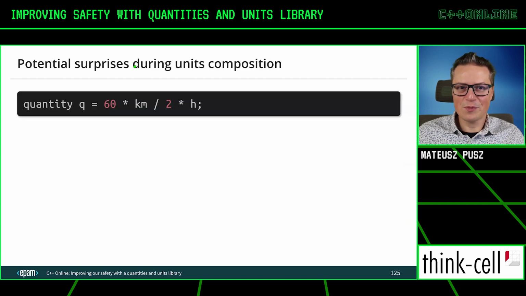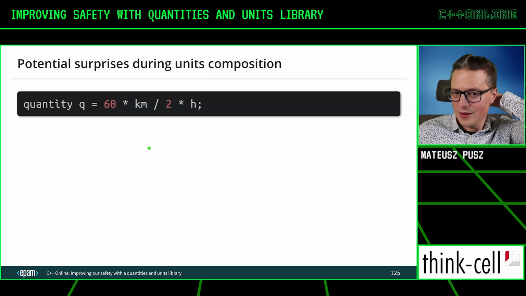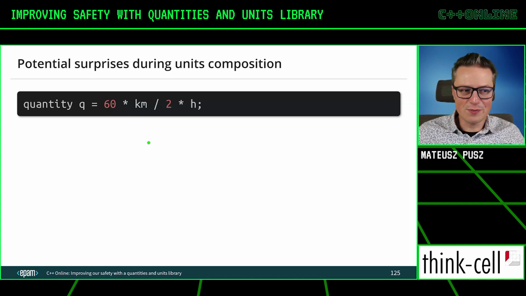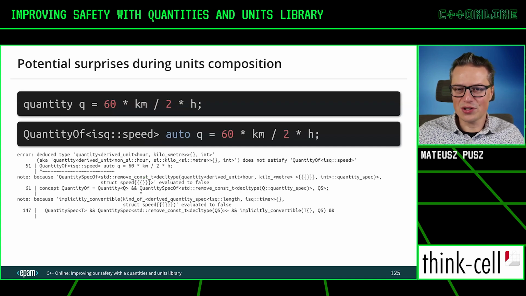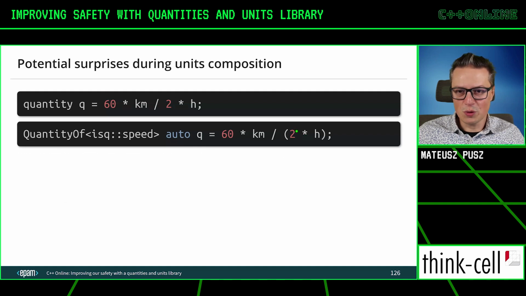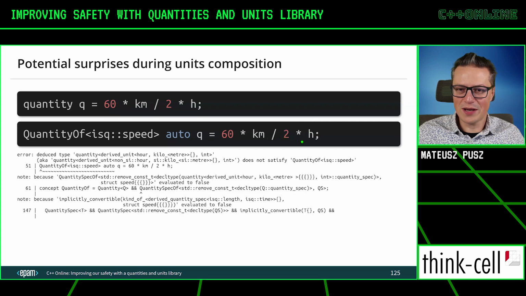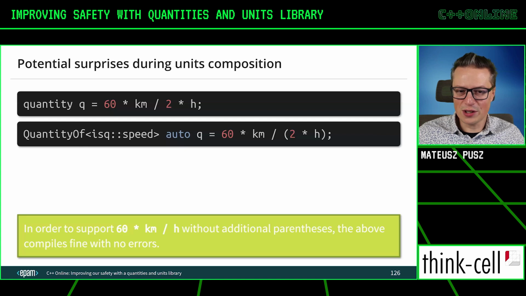Also, there might be some surprises during unit composition. If you write something like this, you may expect this to be 30 kilometers per hour, but it is not the case. If you add a concept here stating this is a quantity of speed, you will actually have a compile error because this is not a quantity of speed. This would be a quantity of speed. If you are dividing by 2 hours, you are dividing by 2 and multiplying by hour, because this is how arithmetic works. And it may be surprising to others.